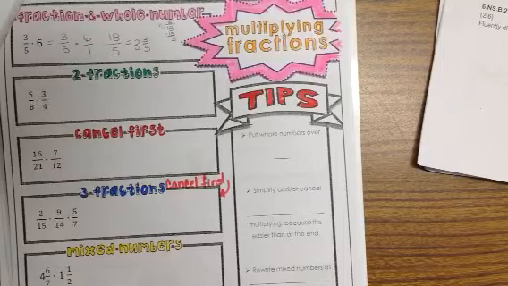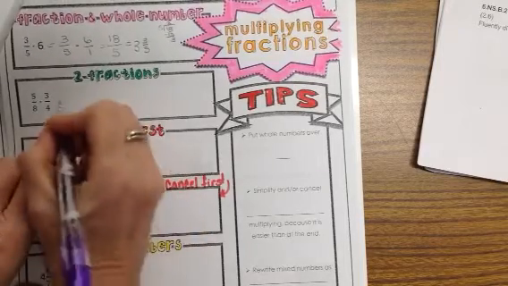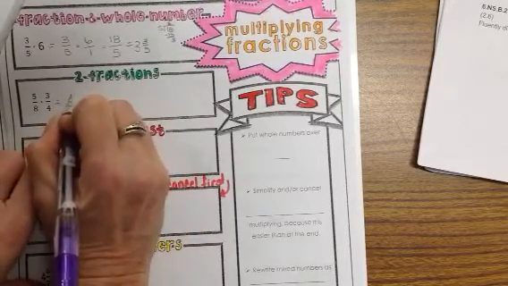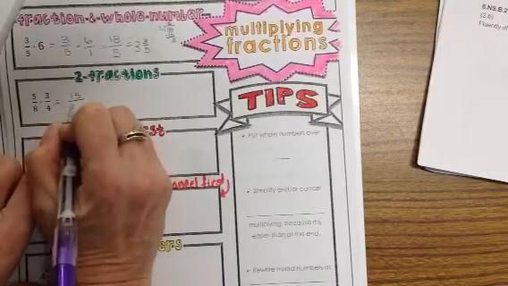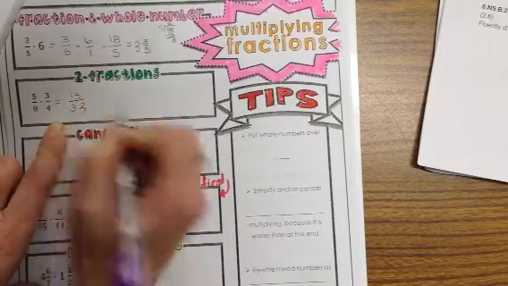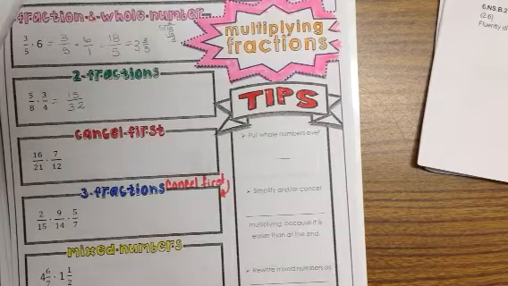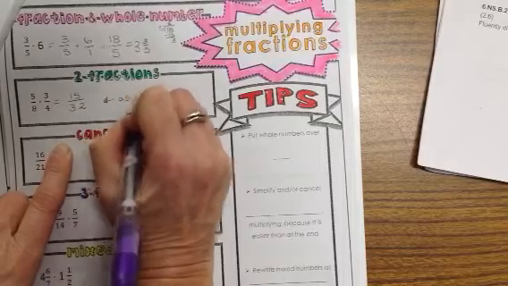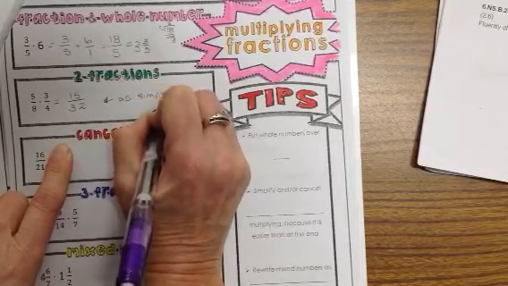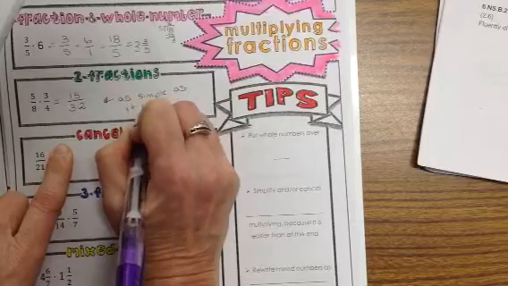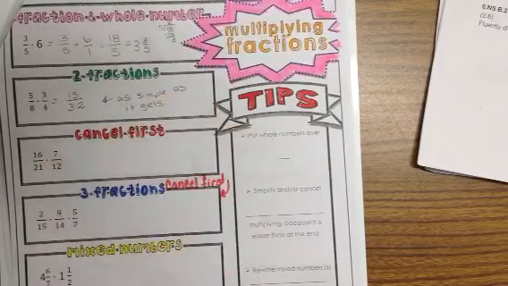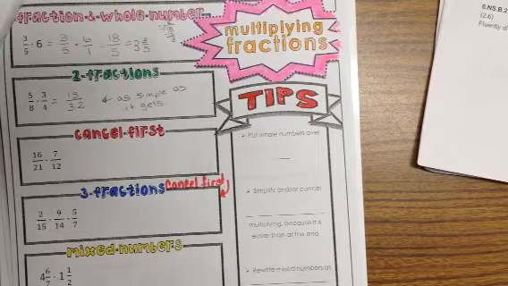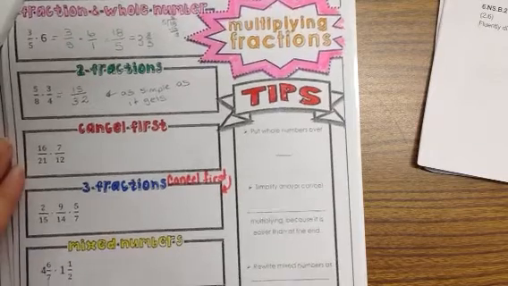5/8 times 3/4. I can't do any cross canceling, so I am just going to put equal signs, and 5 times 3 is 15. 8 times 4 is 32. And this is as simple as it gets. Meaning both numbers cannot be divided by the same number. 15 is 3, 5, and 1, and none of those numbers go into 32 except for 1, and that's not going to change your answer.